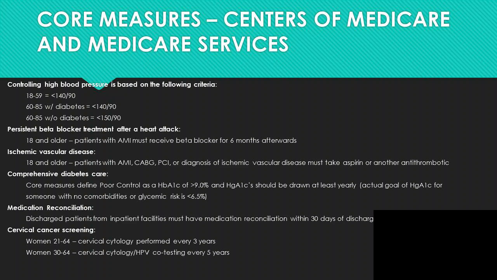Cervical cancer screening is for women 21 to 64, and those people should have cervical cytology performed every 3 years, and women 30 to 64 should have cervical cytology and HPV co-testing every 5 years. There are, as I said before, other core measures that are important. I would say these are probably the most important ones you would need to know for the exam.